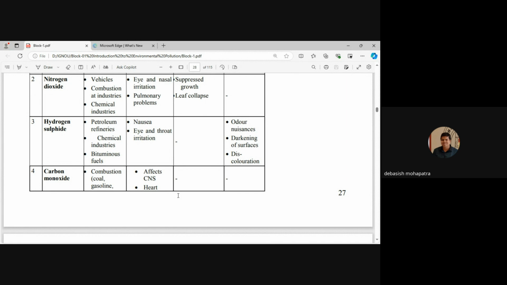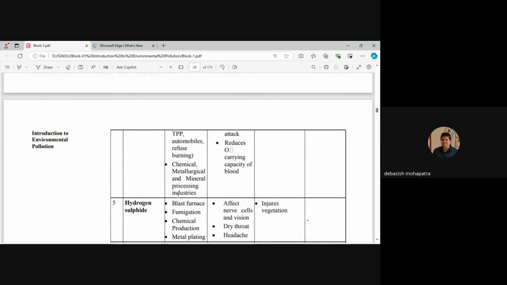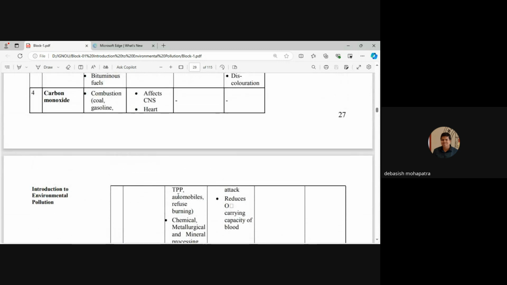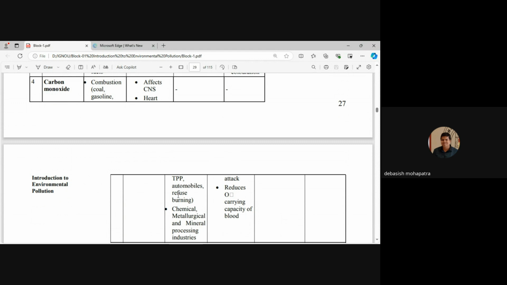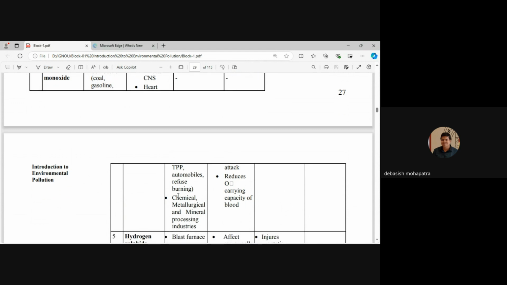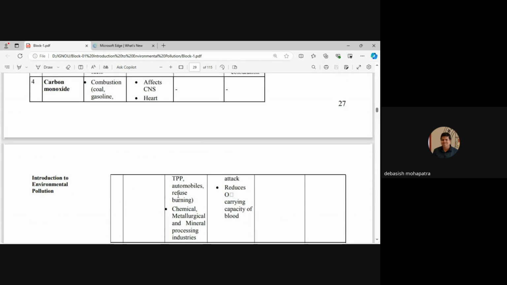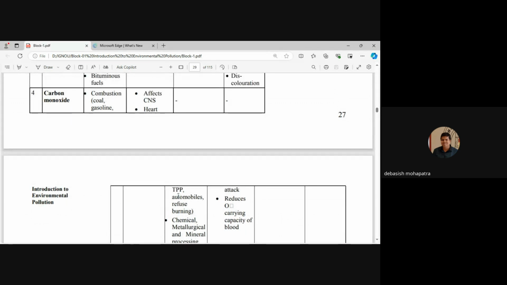Then carbon monoxide: combustion of coal and gasoline, affects the CNS and heart. Combustion, then thermal power plants, automobiles, refuse, then chemical and metal industries. All these are the sources of carbon monoxide, and it reduces the oxygen carrying capacity of the blood.